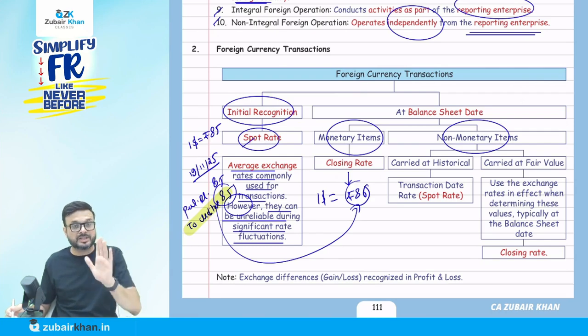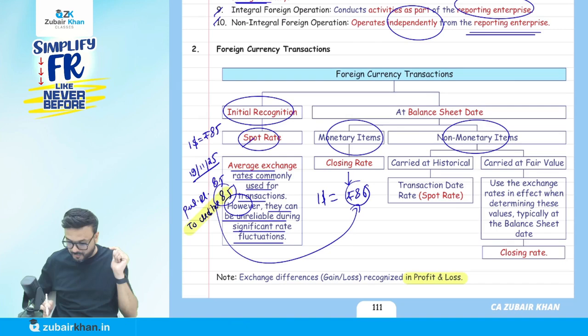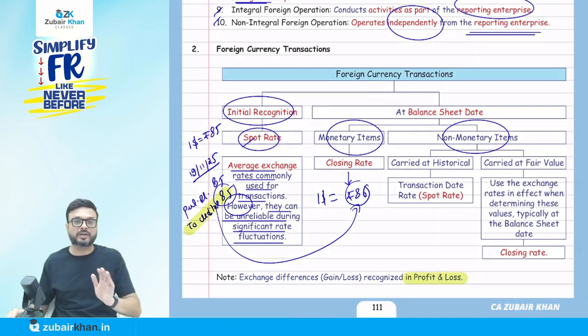I'm not changing the purchase value here. Okay, so what is going to have a difference is going to come. All this difference we are going to record, where will it go? It will go to the profit and loss account.